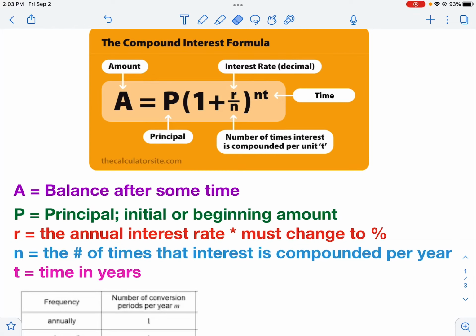Today's lesson is about the different types of interest. We're going to talk first about compound interest. This is a formula that you need to know and understand how to find and work. A lot of it can be put right into your calculator, but you've got to know what parts equal what.